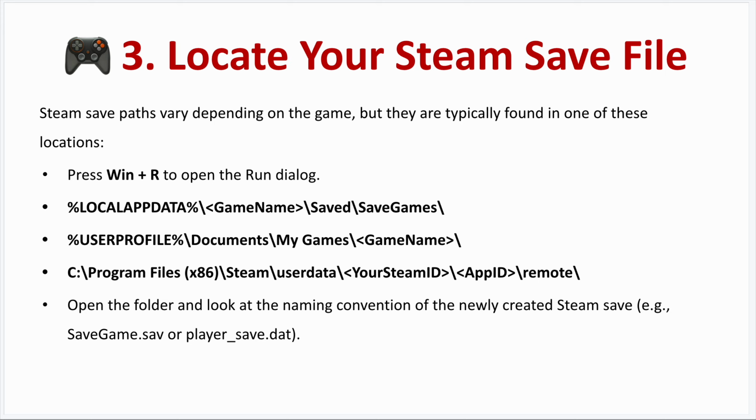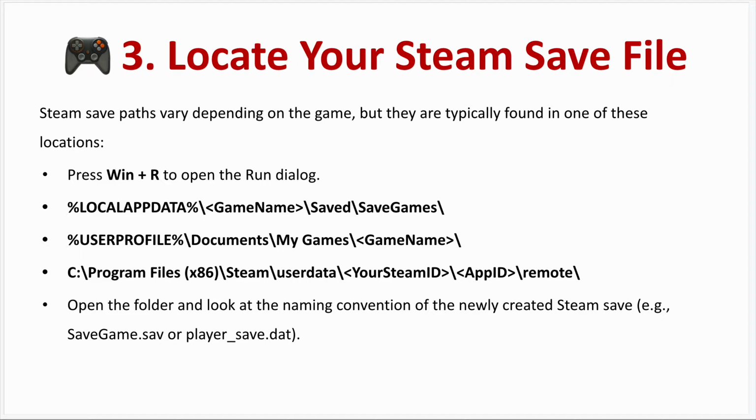Now number 3, locate your Steam save file. Steam save file paths vary depending on the game, but they are typically found in one of these locations. Press Win plus R to open the Run dialog. Now you can simply enter %localappdata%, then the game name, then \Saved\SaveGames. Or %userprofile%, then \Documents\My Games\game name. Or C:\Program Files (x86), then Steam, then userdata.